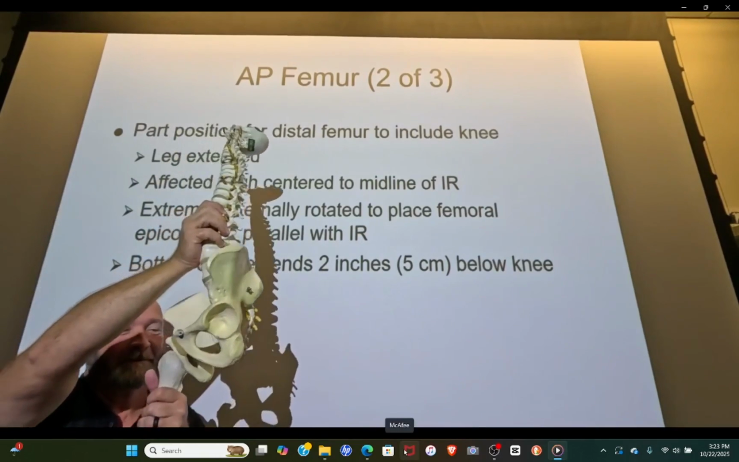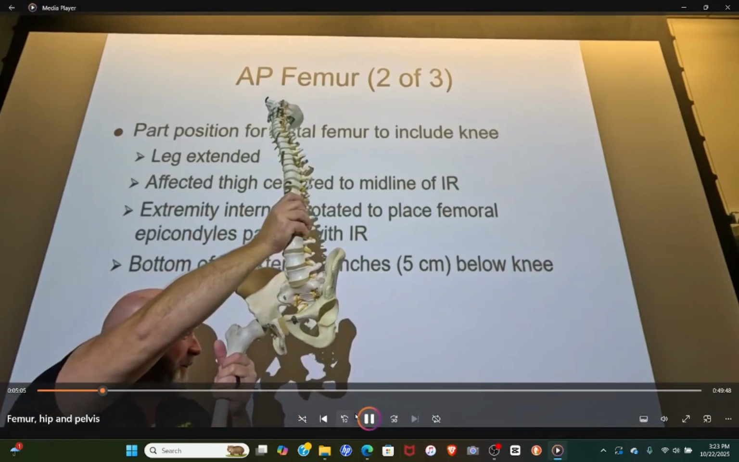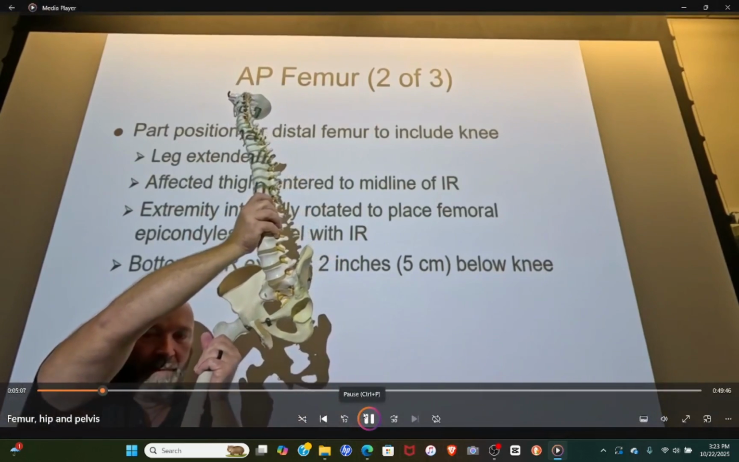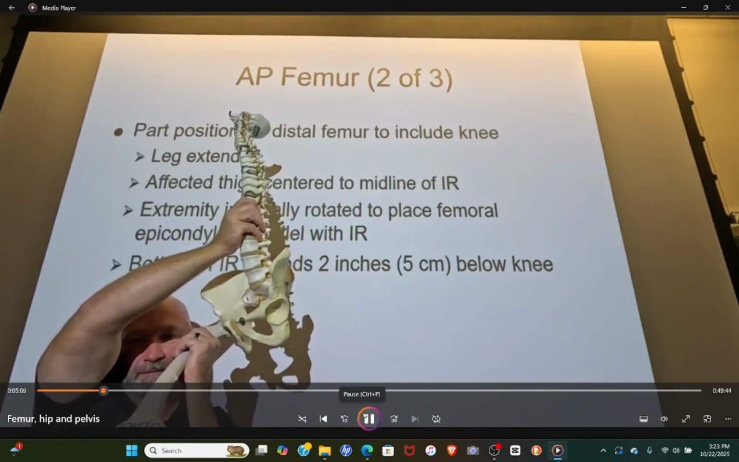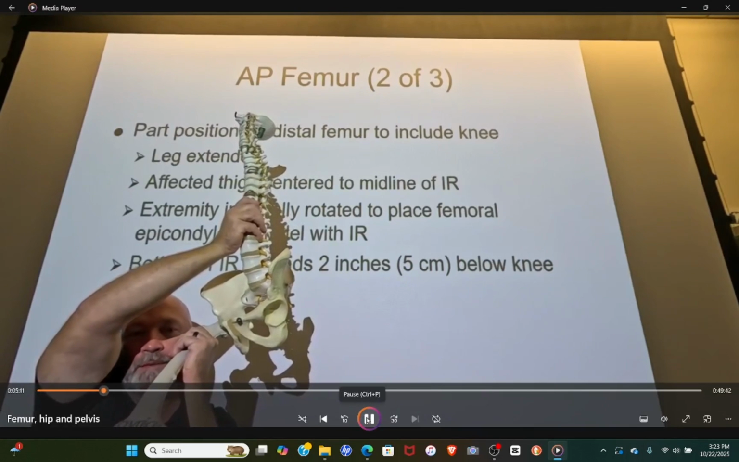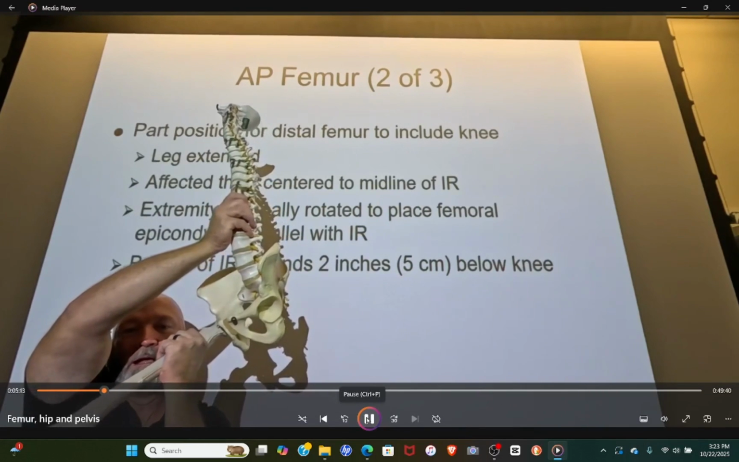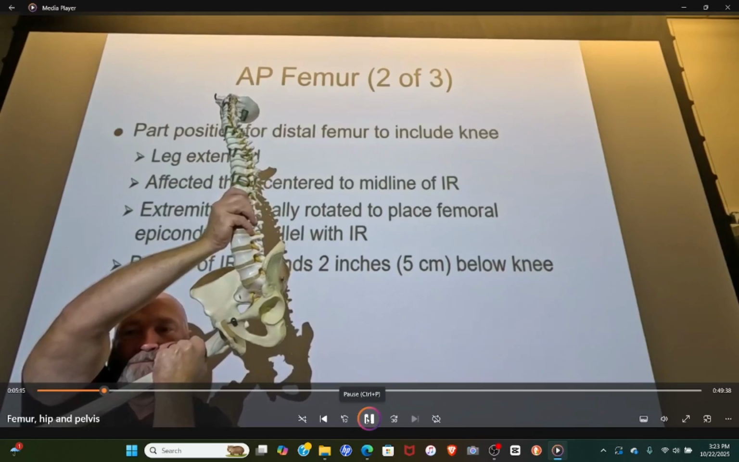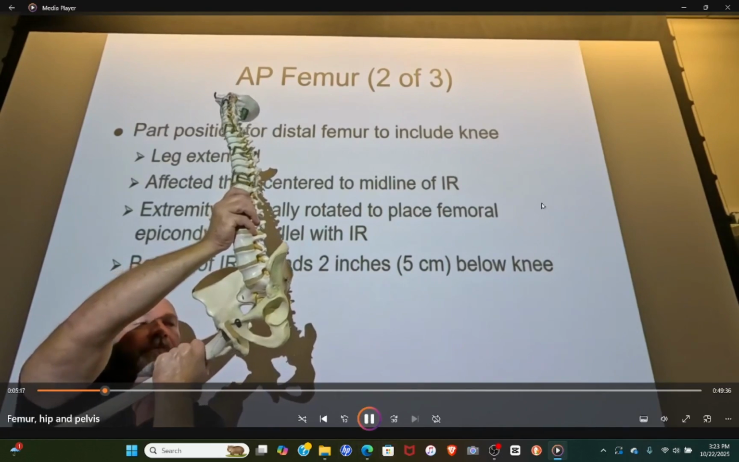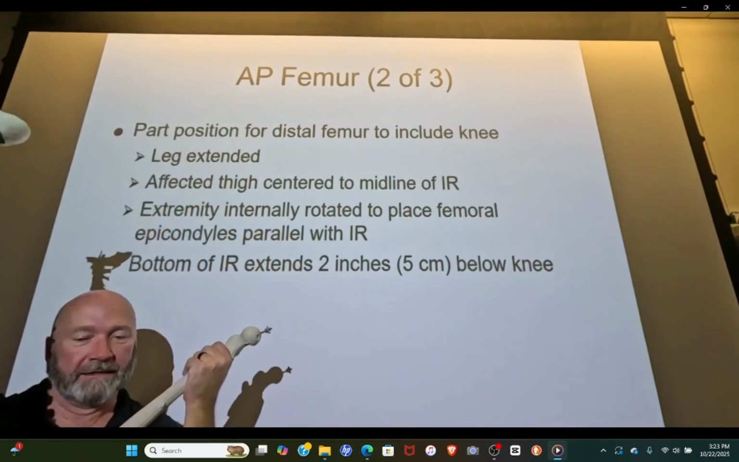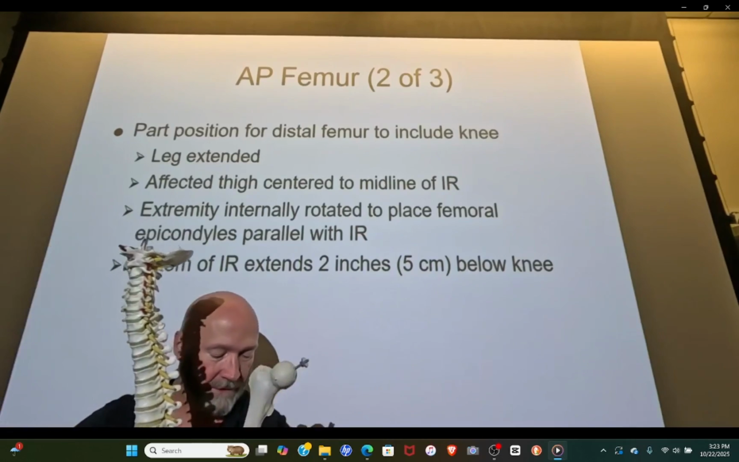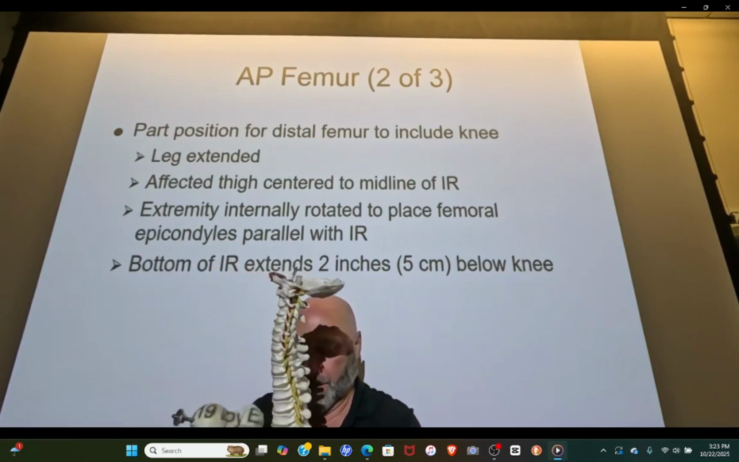So what I'm trying to demonstrate here is that for the lateral, you can oblique the patient just a little bit. So what you're going to do is bend the patient's knee, externally rotate, and try to get the side of the femur in contact with the image receptor and parallel to the image receptor the best you can.